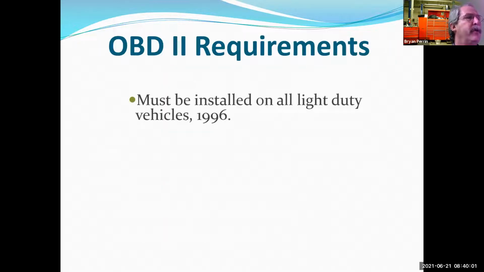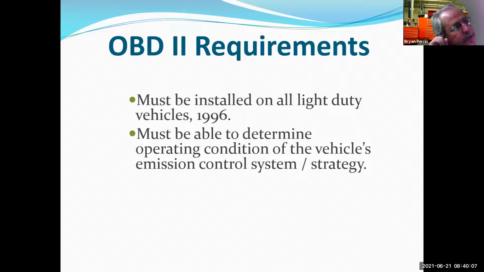So OBD2 requirements must be installed on all light-duty vehicles, 1996 and newer. Must be able to determine the operating condition of the vehicle's emission control system or emission control strategy. So we're no longer looking at, is it bad or is it broken? We're looking at, is it functioning correctly?